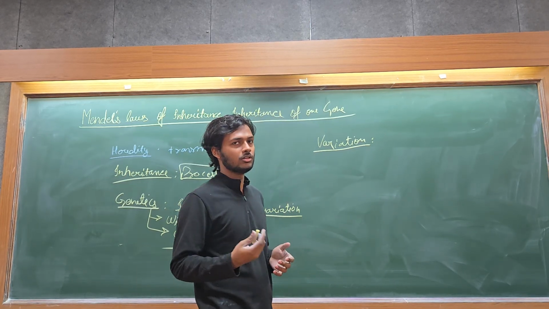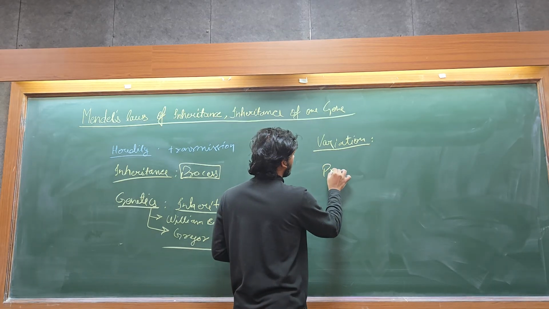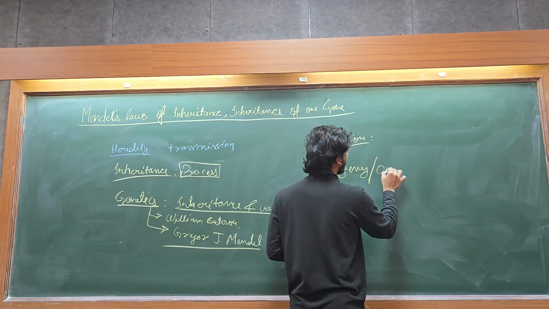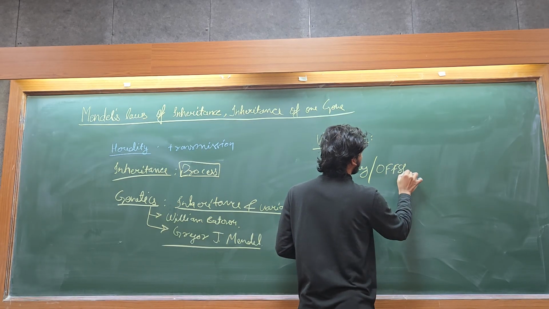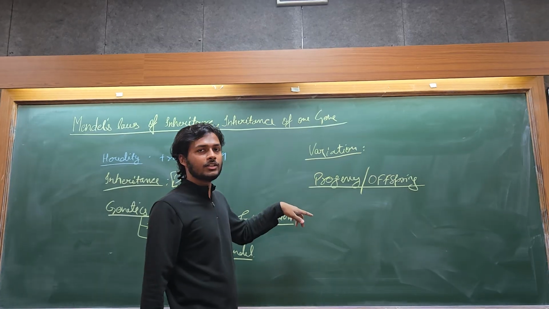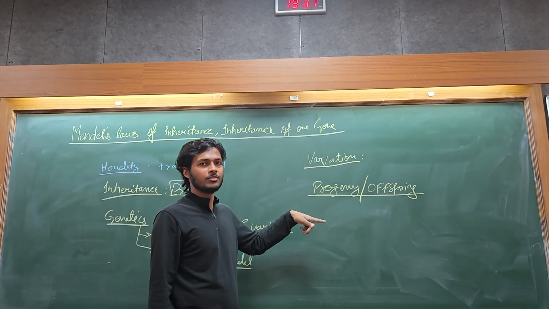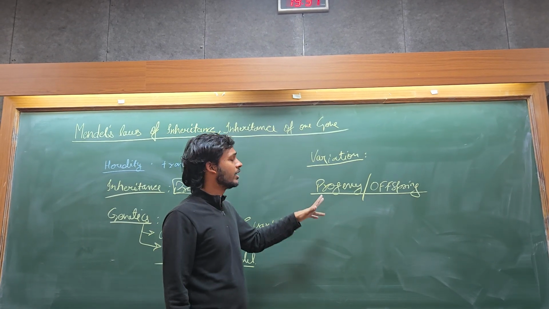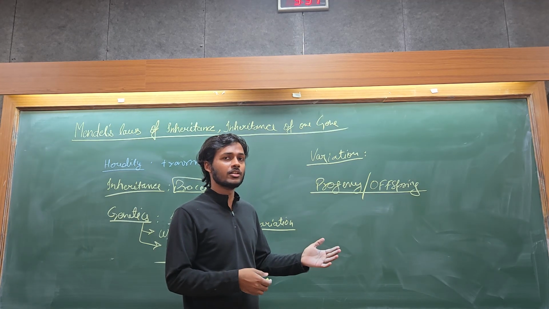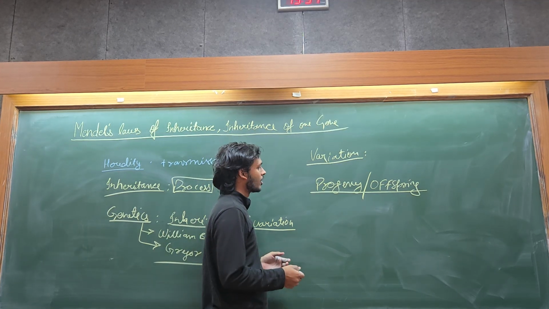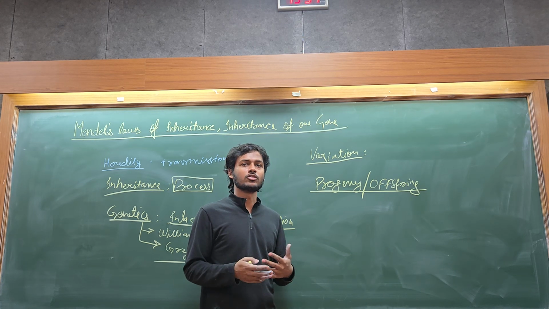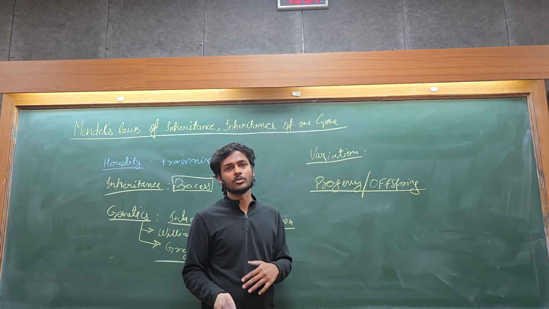Moving on to the next term, progeny or offspring. These terms are used interchangeably and they are the next generation from the parents. The next generation can be produced either through sexual reproduction or asexual reproduction.